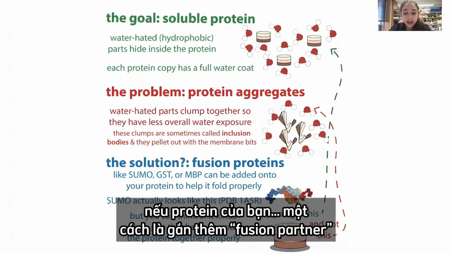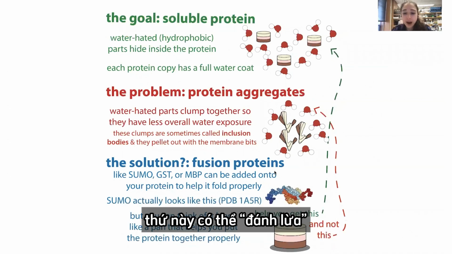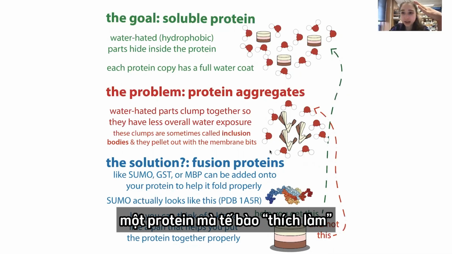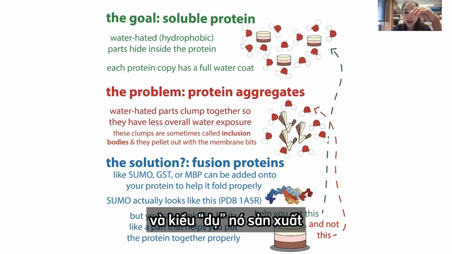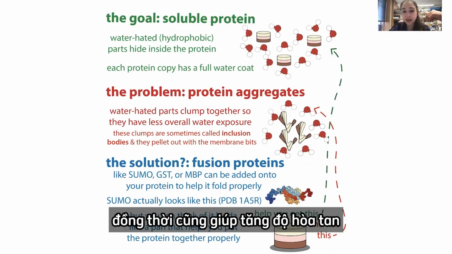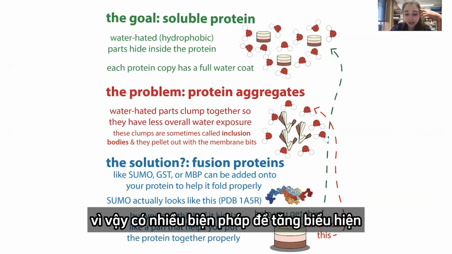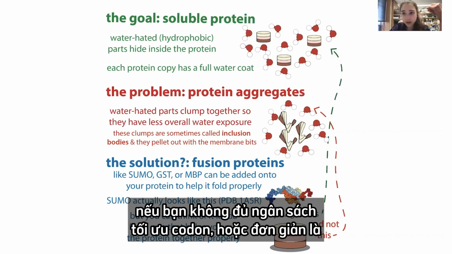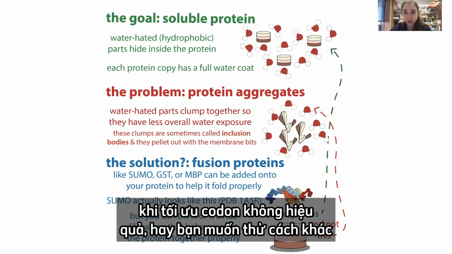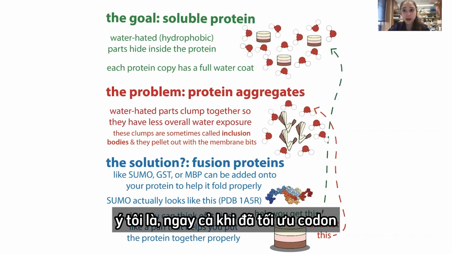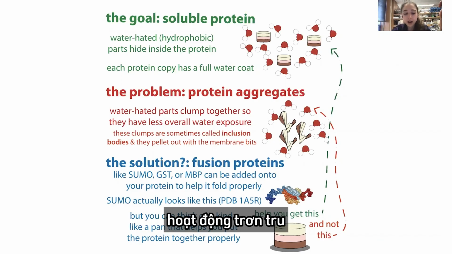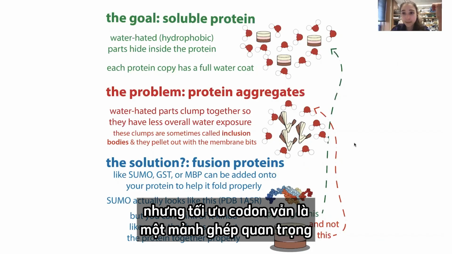One of these is adding a fusion partner, which can help trick the cellular machinery into making the protein. So basically, in front of your protein, you put a protein that the cell likes making, and you trick it into making it, and that also helps with the solubility. And so there are various things that you could do to increase the expression and your chances of success, if you can't afford codon optimization, or if codon optimization doesn't work. Even with codon optimization, you're probably going to do a bunch of other optimization often in order to get protein expression to work, but it's an important thing.